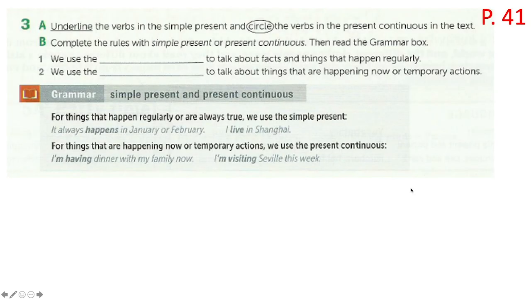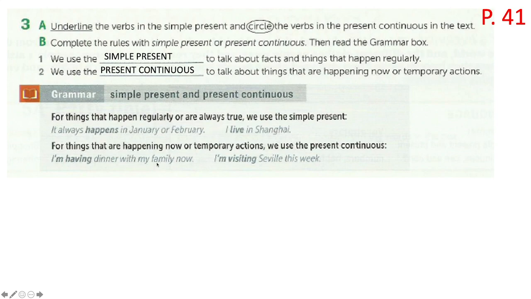All right. Here I have an example, on your book on page 41, there you have an exercise in number 3, the one that says complete the rules with simple present or present continuous. In number 1, it says we use the blank to talk about facts and things that happen regularly. And in number 2, we use that to talk about things that are happening now or temporary actions. So remember, it's very easy. When you talk about things that happen regularly or frequently, you use the simple present, okay? And to talk about things that are happening now or temporary situations or actions, you use the present continuous.